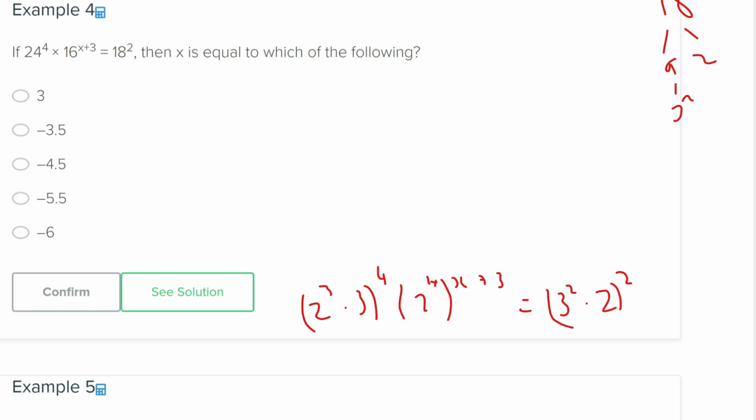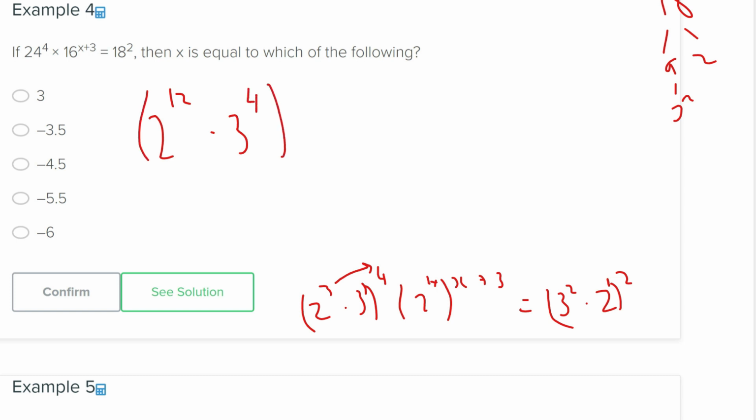And if I was being professional, instead of writing a 3, I'd have done 3 to the power of 1. Instead of writing a 2 here for the 18, I'd have done 2 to the power of 1. And as I said, when there are brackets, we multiply. So the 3 gets multiplied by the 4, and the power of 1 gets multiplied by 4. So we have the 24 becomes 2 to the power of 12 and 3 to the power of 4.